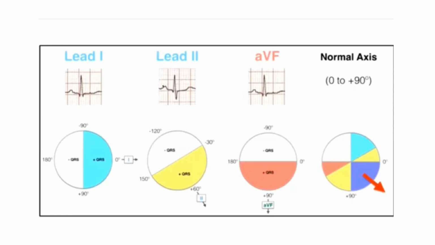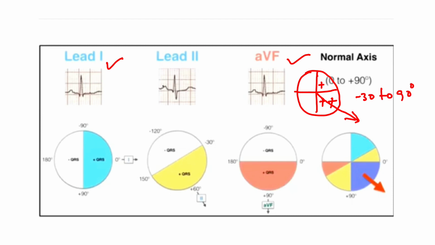In this diagram we can see that lead 1 is positive, lead AVF is also positive. So we have to draw the quadrant like this. Lead 1 is positive, AVF is also positive, so this will occupy this quadrant. The direction of the axis will be like this. This is a normal axis. Normal axis is usually between -30 to 90 degrees.